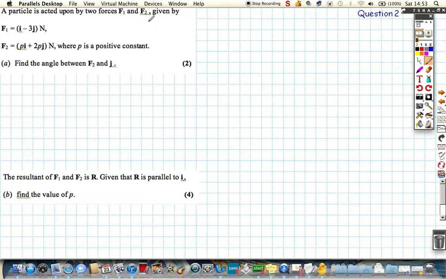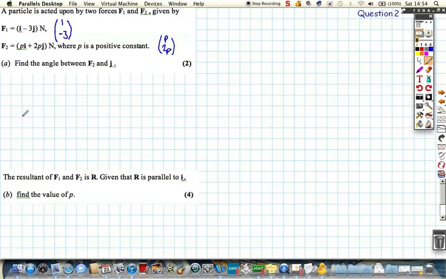Now, I'll convert these because I prefer column notation. Column notation is much easier. So, let's convert this to (1, -3) in column, and let's convert this one to (p, 2p) in columns. Now, first bit, find the angle between F2 and the j vector, the unit vector in the direction of j, i.e. vertically upwards. Well, this is a classic part of an exam question.